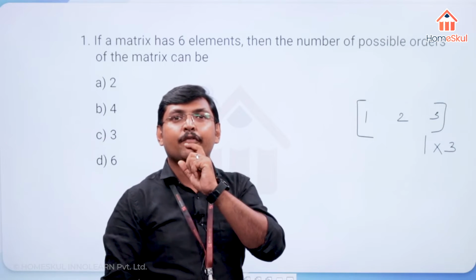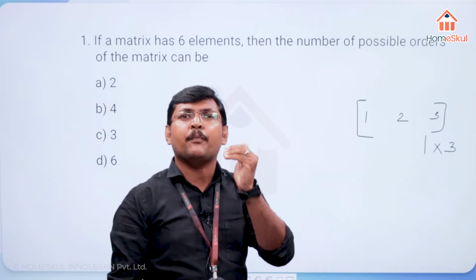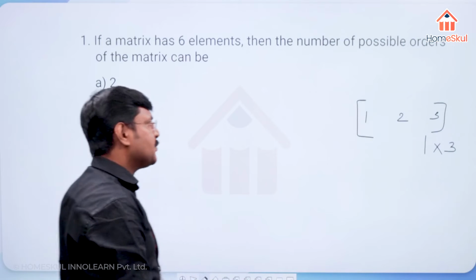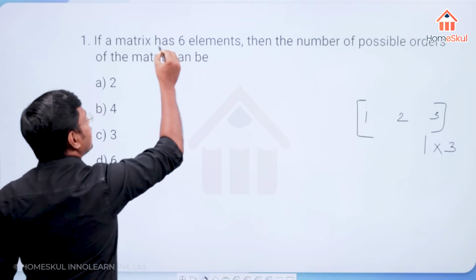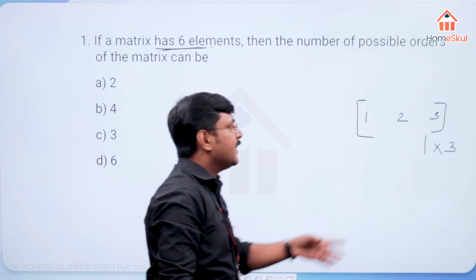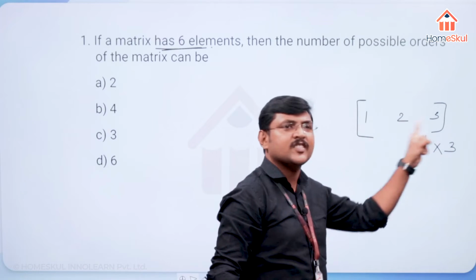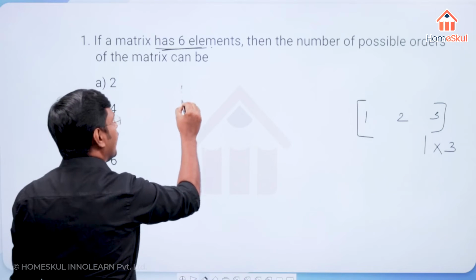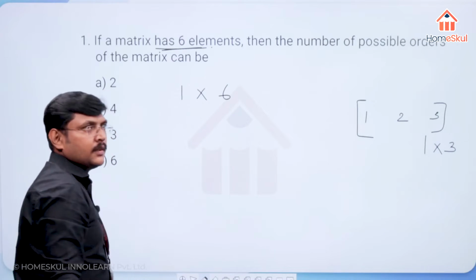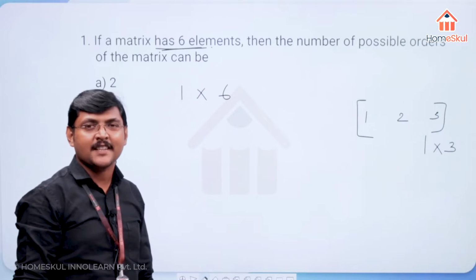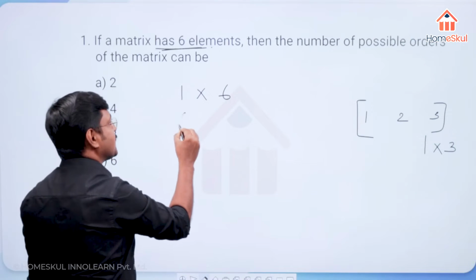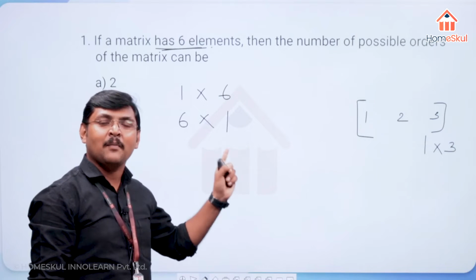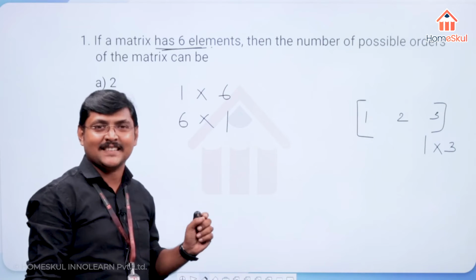What is the question? If a matrix has 6 elements, then the number of possible orders of the matrix can be. We need to find the possible number of matrices. Listen, it's very easy. To get 6 elements, we know that 1 by 3, 1 into 3, has 3 elements. So in order to get 6, the possible orders will be, one is 1 by 6. This is one possible order for the given matrix, correct? The second one is the reverse of that, 6 by 1. This is also another possibility. In these two orders, for sure, the total elements in the matrix will be 6.